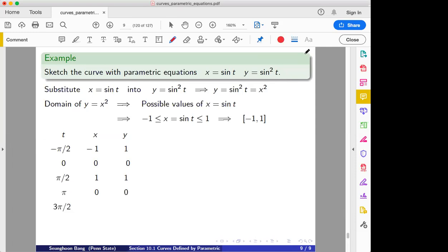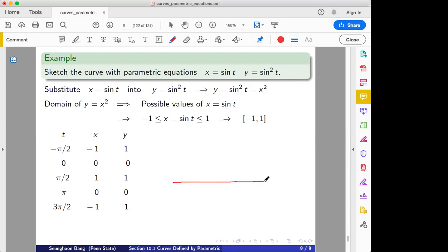You can plug in 3 pi over 2. What's that? What is the sine of 3 pi over 2? Minus 1, you're right. You plug minus 1 in. The sine of 3 pi over 2 squared is minus 1 squared. Minus 1 squared equals 1. So we have to keep going with this procedure. So I can just sketch the graph here.